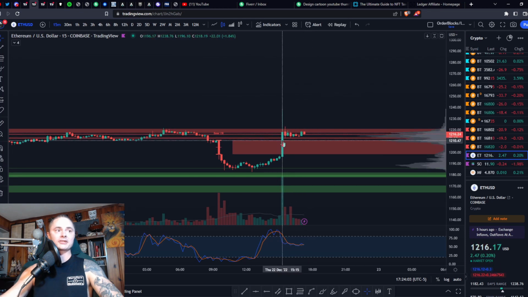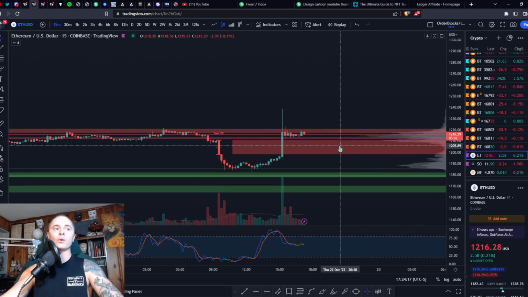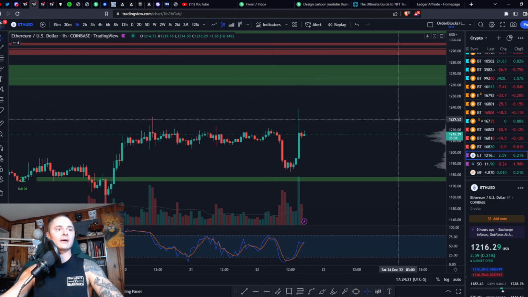We do have an inefficiency right here. Basically this candle and this candle. So basically this whole order block, a lot of hot air. As you see on the VPVR, it's a lot of hot air, which means there's not a lot of support in that area. Okay, let's go back to the 1 hour.